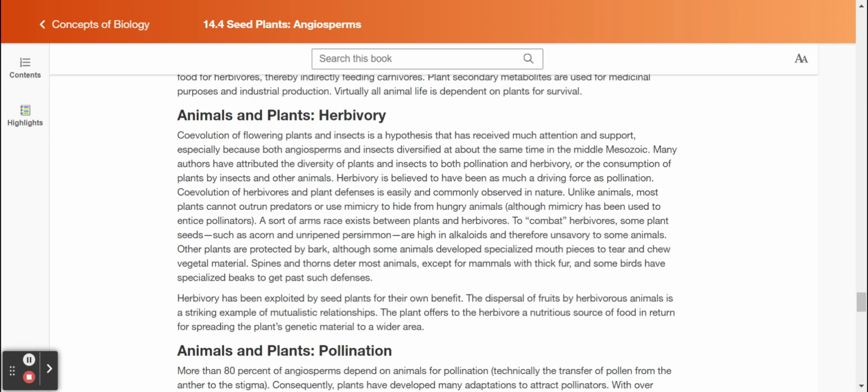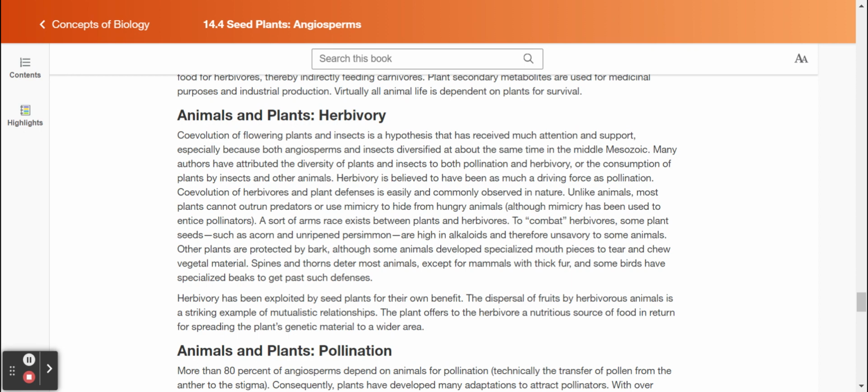Coevolution of herbivores and plant defenses is easily and commonly observed in nature. Unlike animals, most plants cannot outrun predators or use mimicry to hide from hungry animals, although mimicry has been used to entice pollinators. A sort of arms race exists between plants and herbivores.